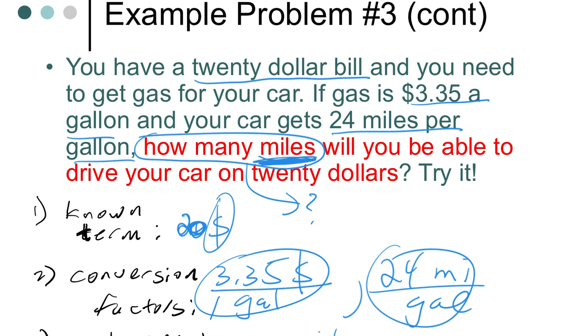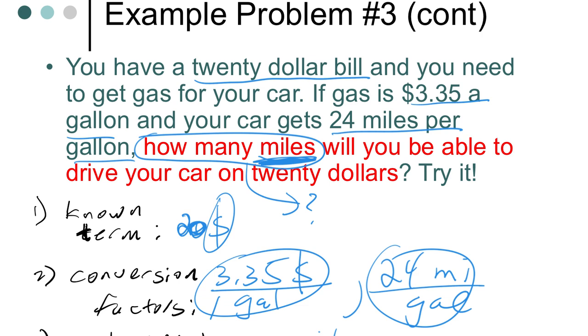You have a $20 bill. Okay, that's a known term, $20. So I wrote it right there. If gas is $3.35 a gallon, okay, $3.35 per gallon. So I wrote that conversion factor as a fraction right there. I could put 1 gallon per $3.35, but I just wrote it like it says here. Okay, here's another conversion factor, 24 miles per gallon. So I wrote it right there.